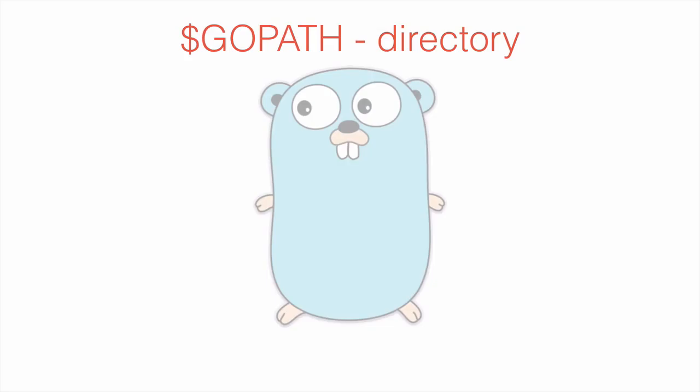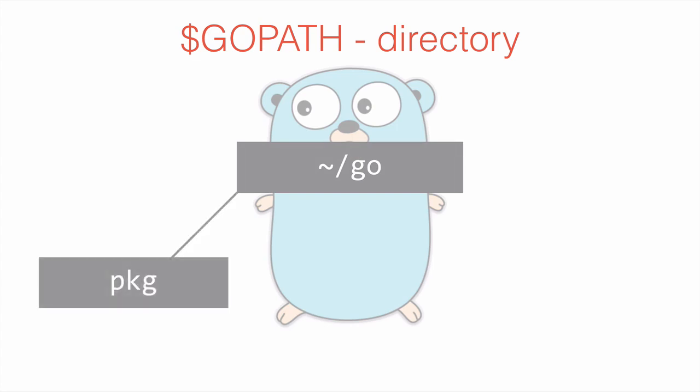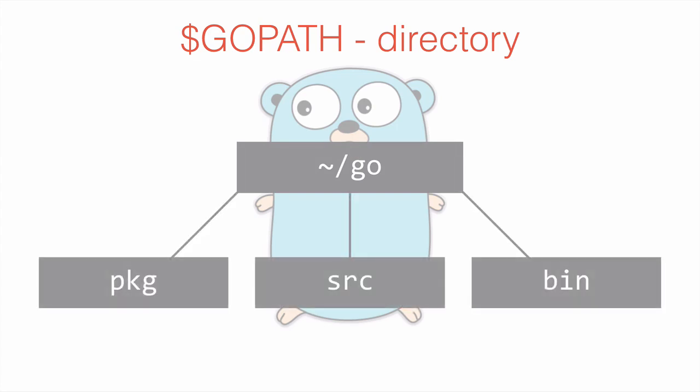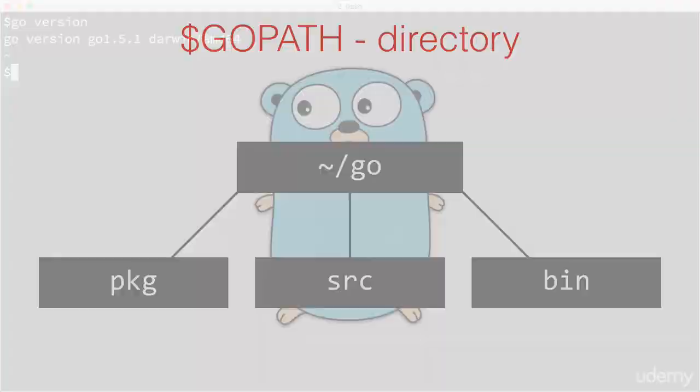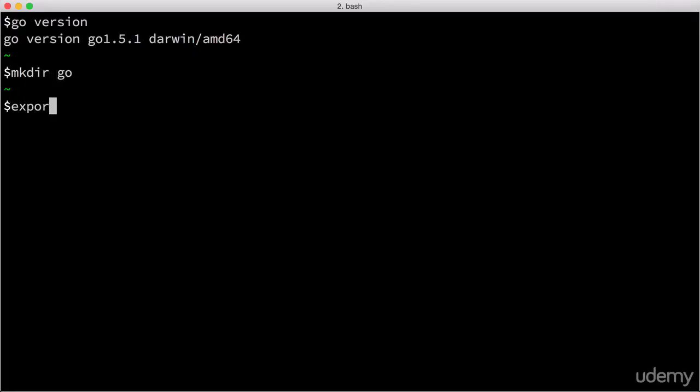The next thing you'll need to do is to set up the Go path, which is an environmental variable that will point to a directory of your choosing. This directory, or Go path, is where all your Go-related files will reside. In other words, it's where your code, third-party dependencies, and binaries will be stored. I'll create a Go directory in my home folder.